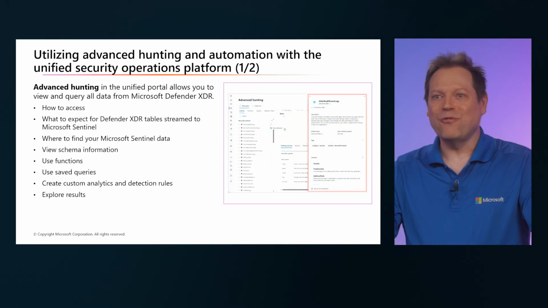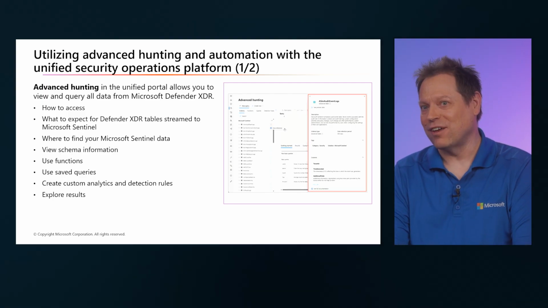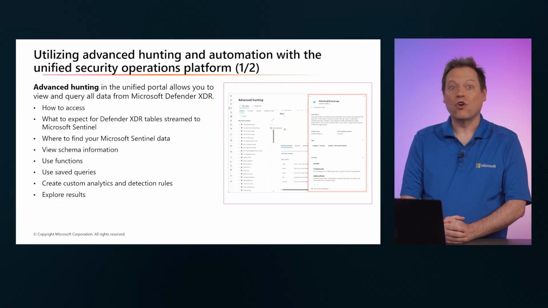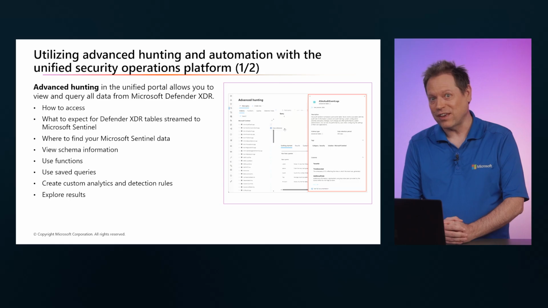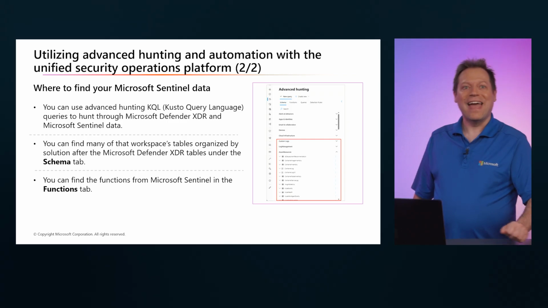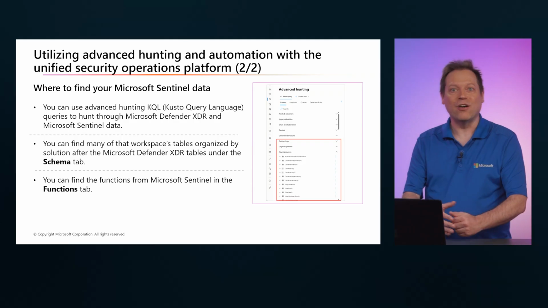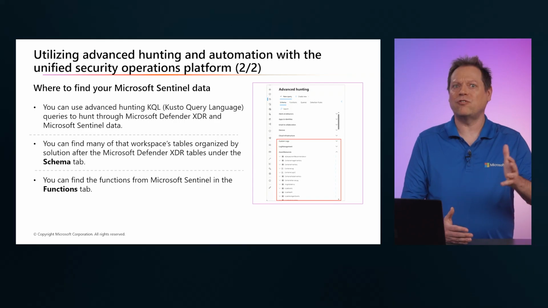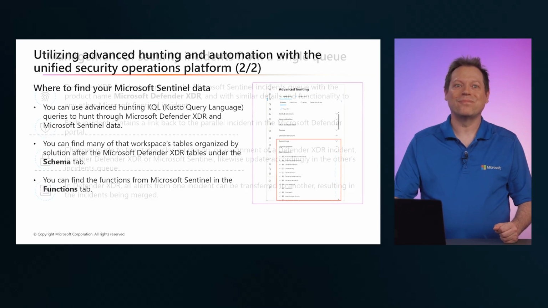Advanced hunting in the unified portal lets you query all Defender XDR and all Sentinel data together. You can explore schema detail, use Sentinel functions, run safe queries, create analytics rules, and investigate results in a single experience. Sentinel tables and functions appear alongside Defender XDR data in advanced hunting. This unified view makes cross-domain hunting much more efficient and reduces the need to switch tools.